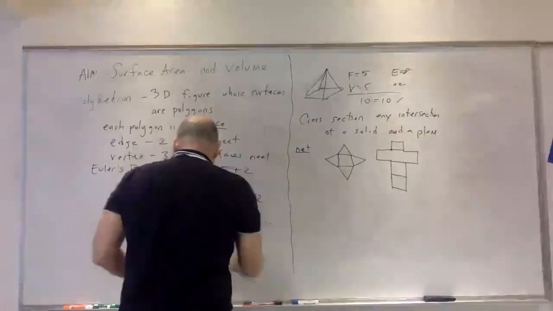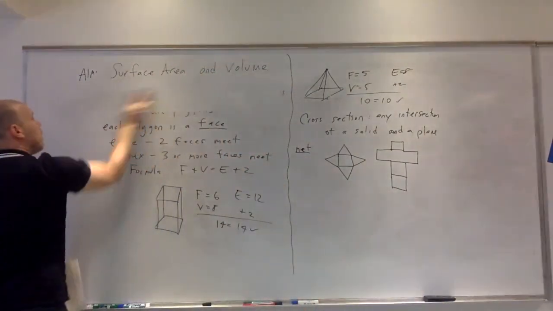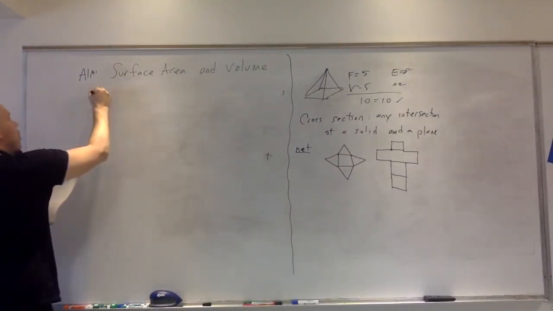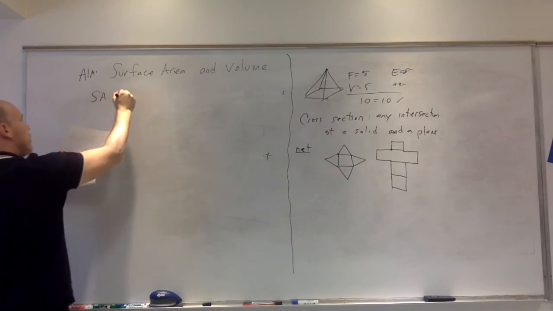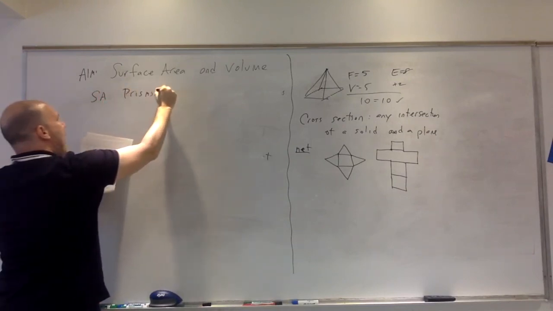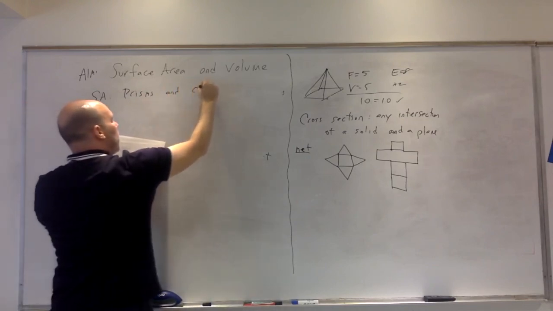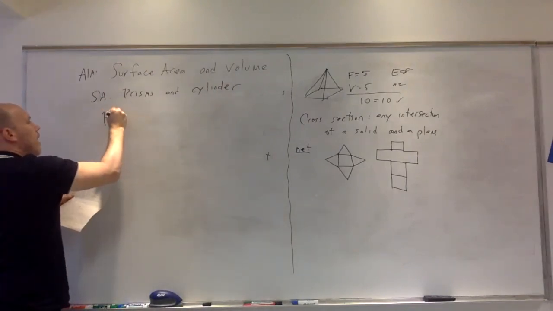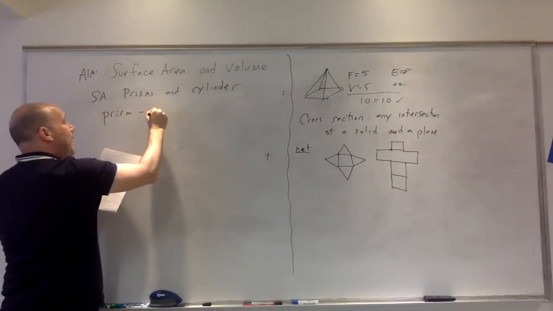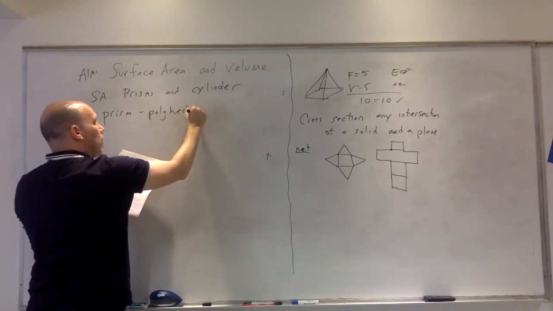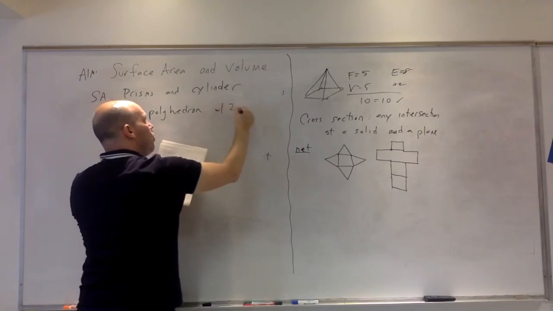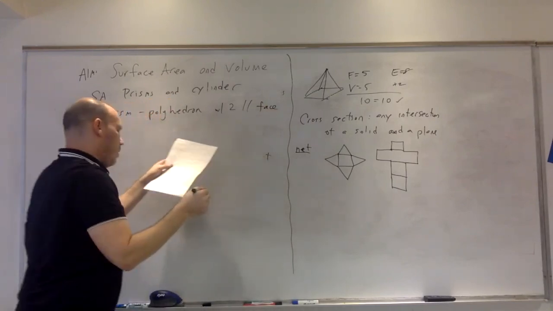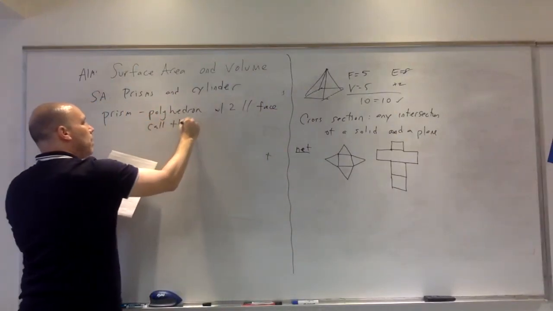So let's move on. Let's talk about surface area. Let's move on. So surface area of a prism and cylinder. So prism, what is a prism? A prism is a polyhedron with two parallel faces called the bases.